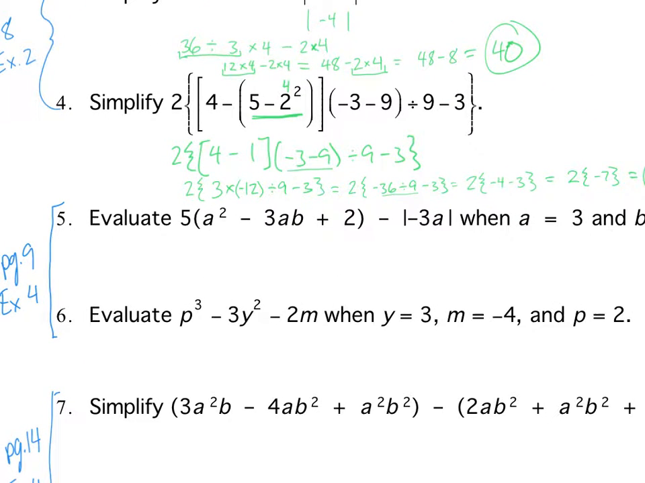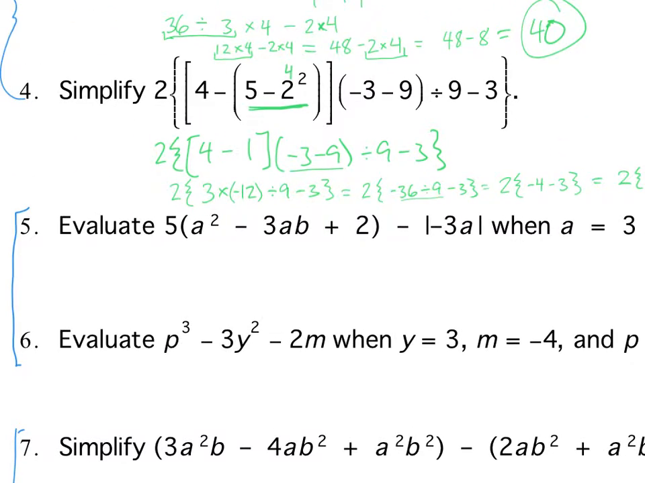All right, the next 2 problems are similar to each other, where they give you an expression with letters and numbers, and then they tell you what the numbers are that the letters are equal to, and they want you to simplify or evaluate. You'll come up with a single number for your answer, just like we did on the previous problems. So what we need to do is substitute what A equals and what B equals into our expression here.